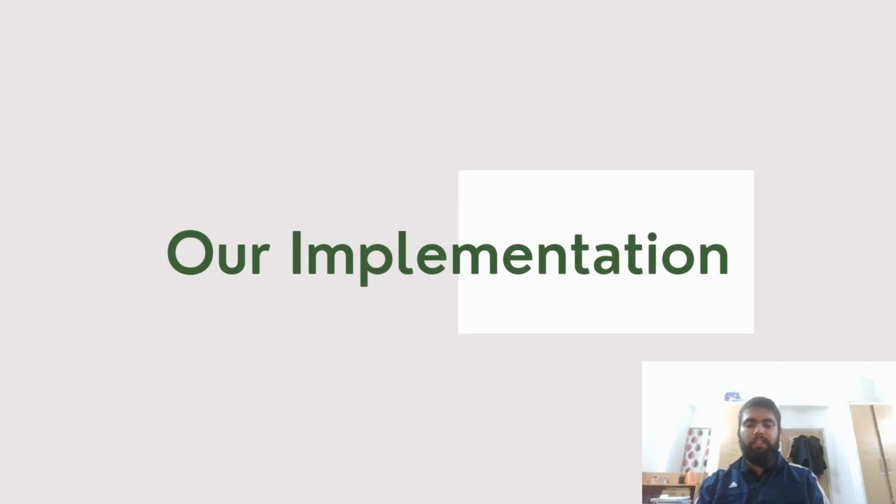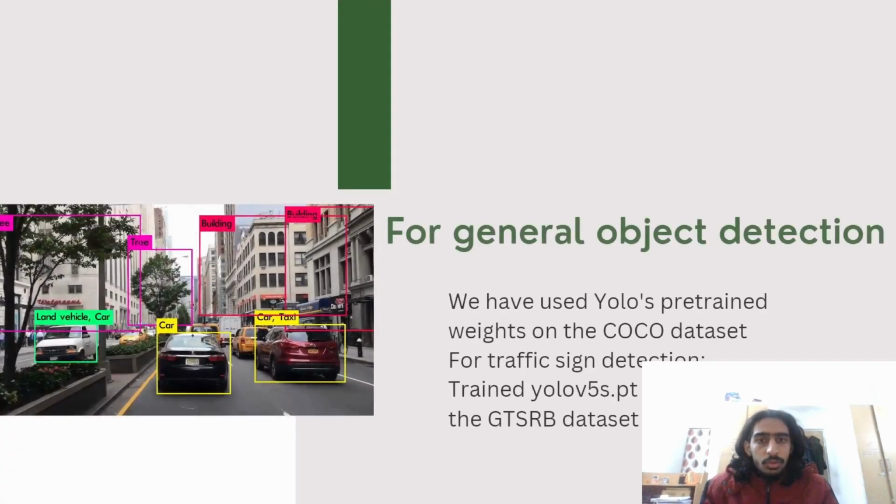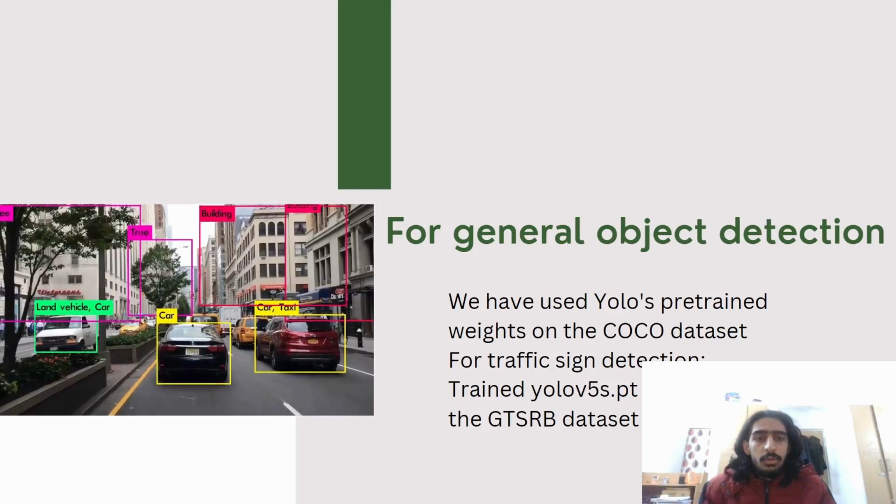Now, Taraksh Sambar will explain the implementation. So hello guys, I'm Taraksh and this is our implementation of YOLO for general object detection and traffic sign detection. For general object detection, we use the pre-trained YOLO on the COCO dataset, and for traffic sign detection, we use transfer learning on the GTSRB dataset.